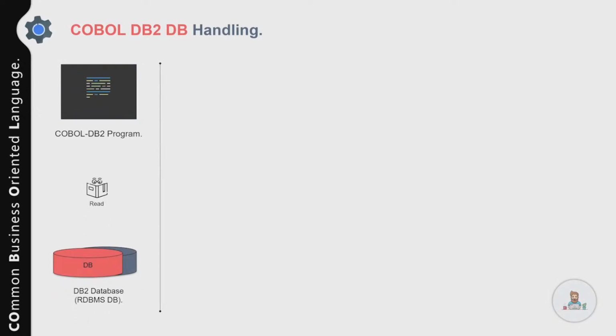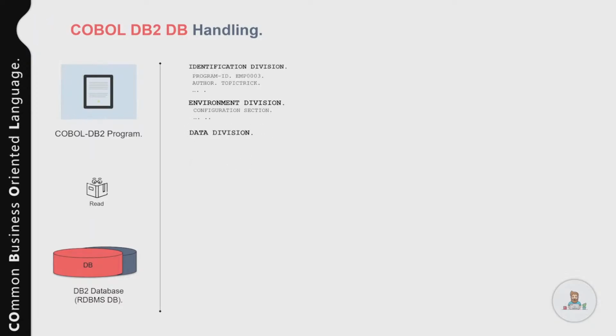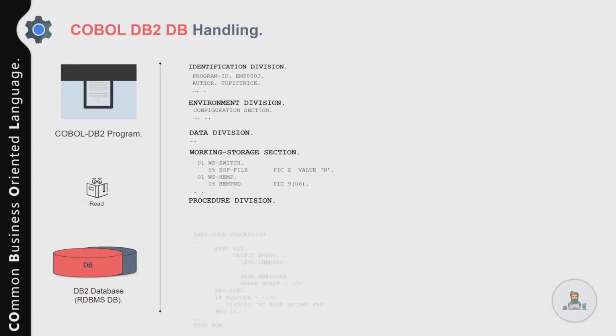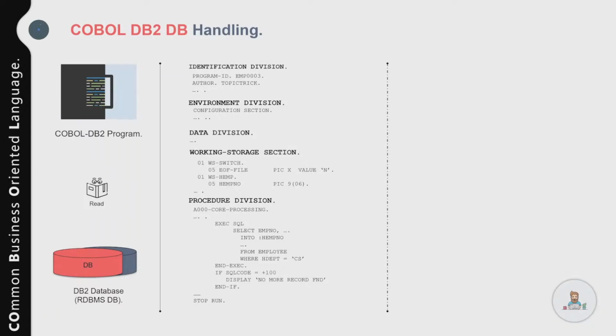So again we have four different divisions, that is identification division, environment division, data division and procedure division. If you notice, in environment division and data division we have not specified any file related details because we are actually reading data from our DB2 table. In case you want to write any data to an output file, then you have to specify the file related details in the environment division and in the data division.